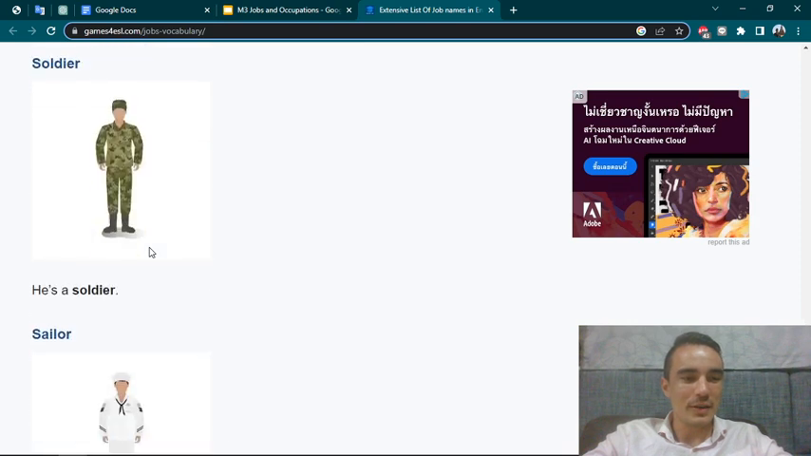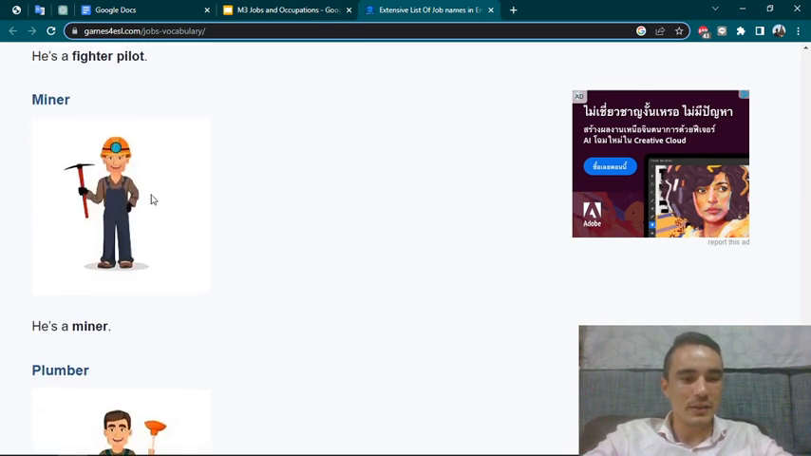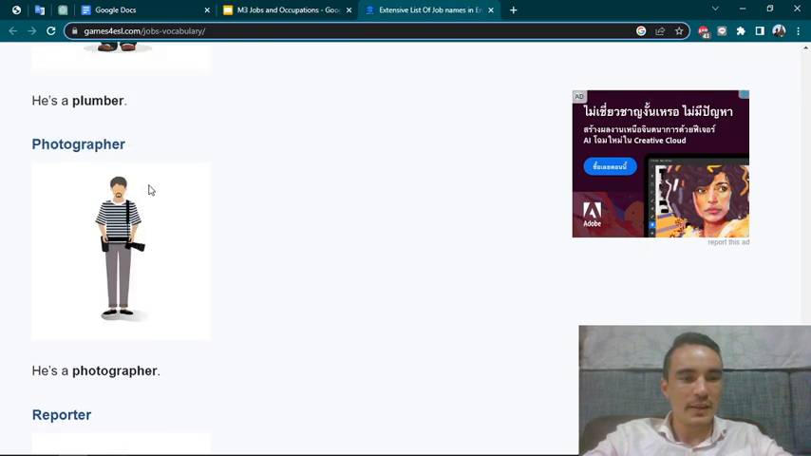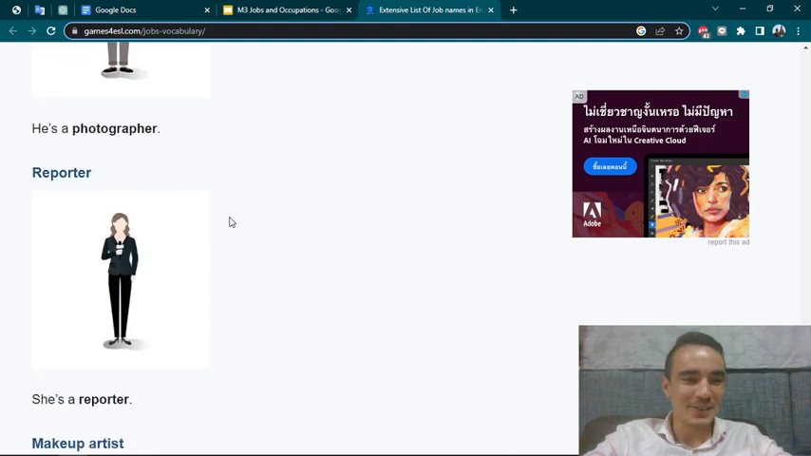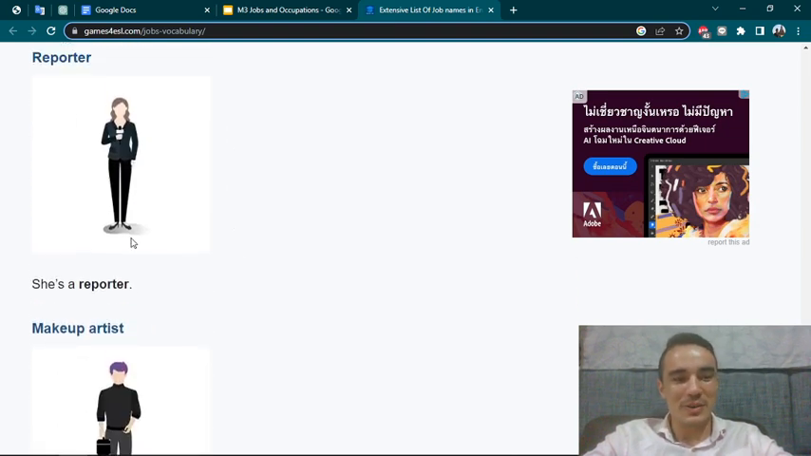Or let's get another one, like photographer. This person is expert, pro at taking photos. So he takes photos for living. He has his camera and he knows some good angles to take some great photos. Or reporter. This person is on TV. You could see him or her on TV or on YouTube, and he talks about news or she talks about news all the time. Then the reporter.